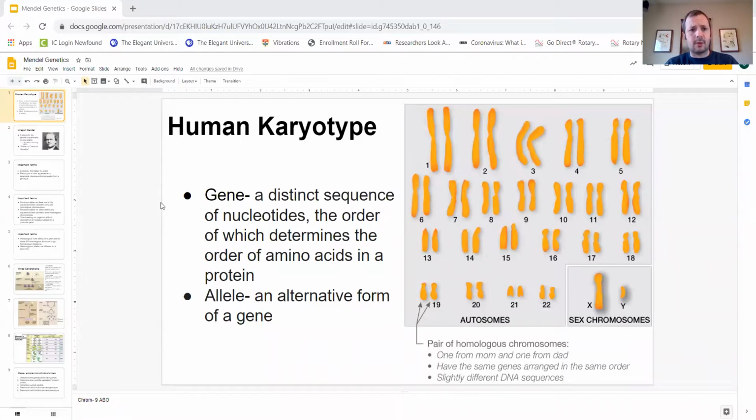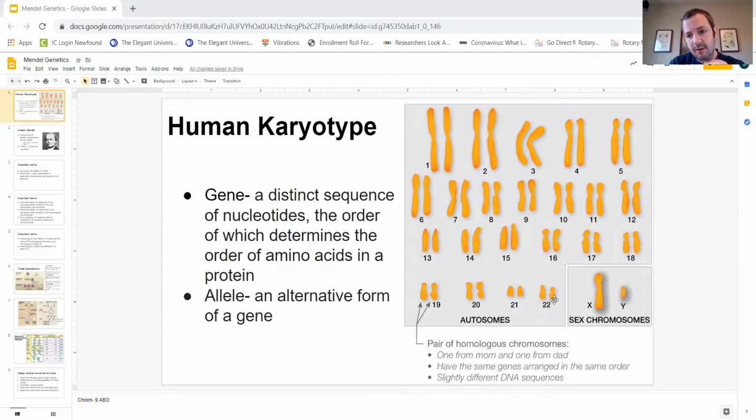When we get into genetics, there's a lot of vocabulary terms that all seem pretty similar, so you want to keep track of them well. So let me share my screen here. Here we go. So I want to go back to something we've done this year, and that's the human karyotype.